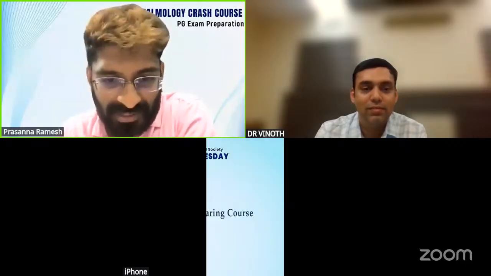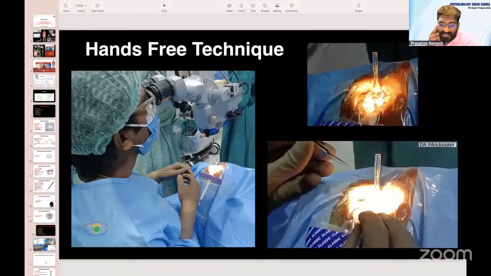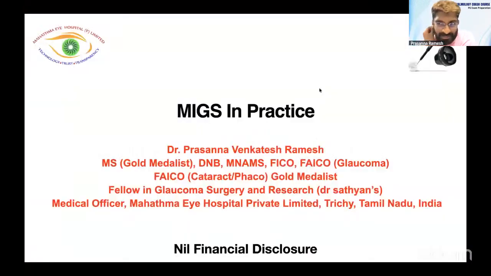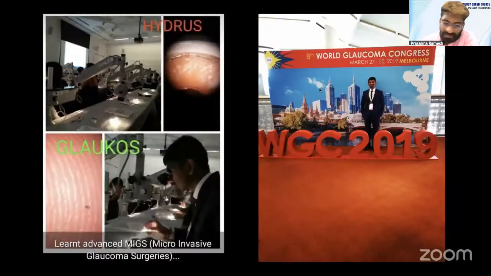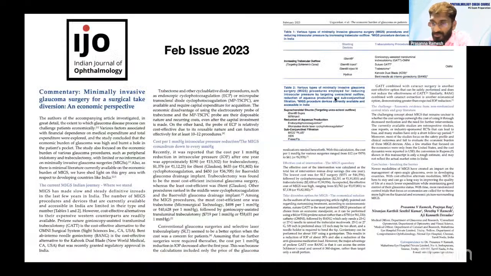In the next few minutes, as the last speaker of the day, I'll try to keep it very short so we can all have an early dinner. MIGS in practice, we'll try to have it slightly video based. I'll be talking about 6-7 MIGS along with Hydrus, which has recently come. My journey started in 2019, with a quench of thirst towards MIGS, which started in a wet lab in a World Congress. Today, most of my work is on minimally invasive glaucoma surgery.